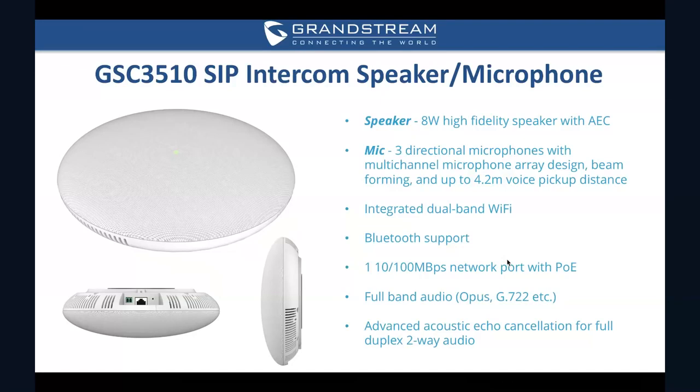It has integrated dual band Wi-Fi, built-in Bluetooth support, and the network port that I mentioned. So in terms of connecting it to a network, you can do it either through Wi-Fi or through the network port. It does support full band audio. Opus and G722 are the ones that we like to highlight. We'll list all the codecs coming up. We also mentioned the advanced acoustic echo cancellation for that full duplex HD 2-way audio. So I'm going to go into some more detail on all of these features that you see here on the screen.